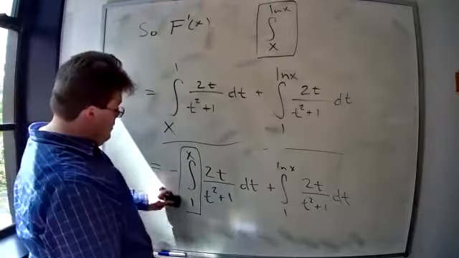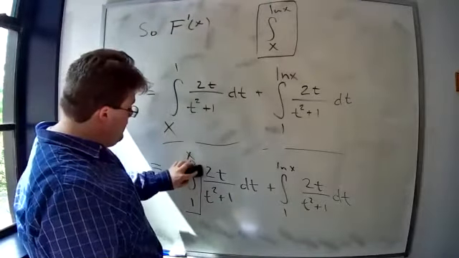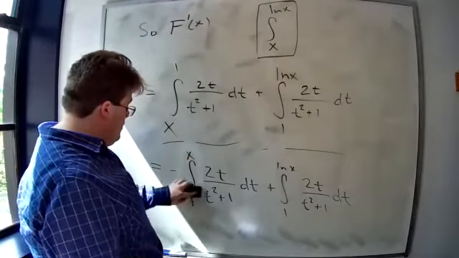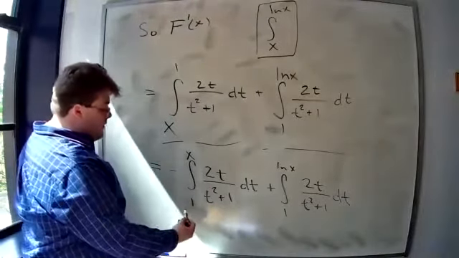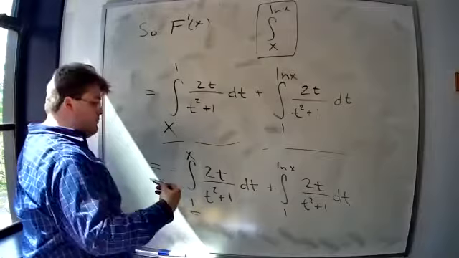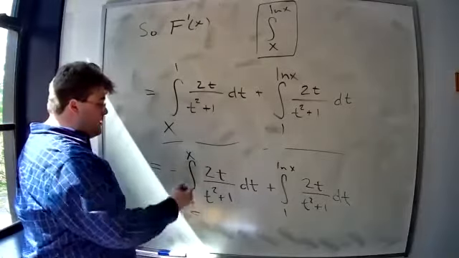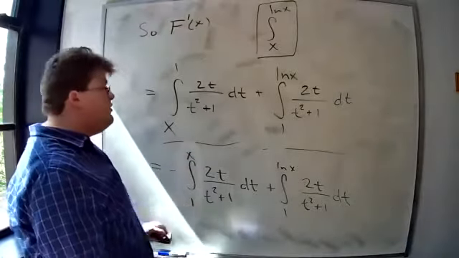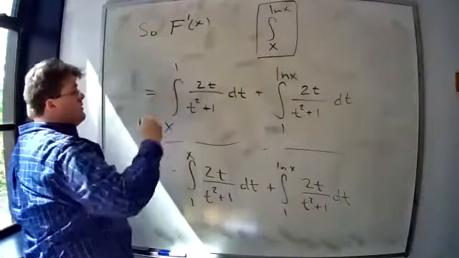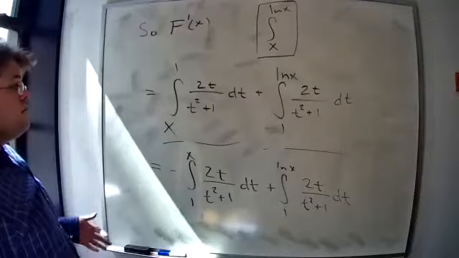So our goal was to write that original integral as an integral where all we have are lower bounds being constants and upper bounds being functions of x. And to do that, we split the integral into the two pieces.